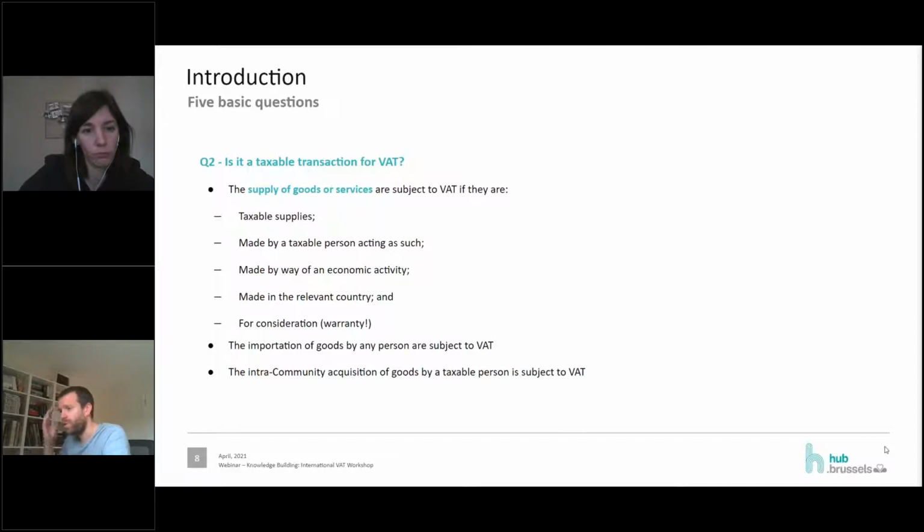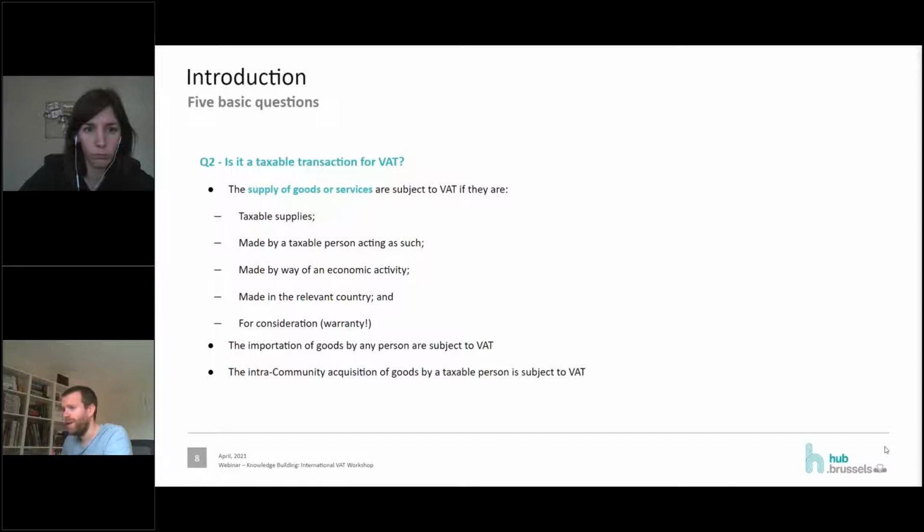What is actually a supply of goods or services? So a supply of goods or services is a taxable supply which is made by a taxable person. So we saw that criteria just before, in a way made by way of an economic activity, and which is for consideration. That is really important, this last one. So you need to have a price and to be paid for the transaction that you are actually carrying out.